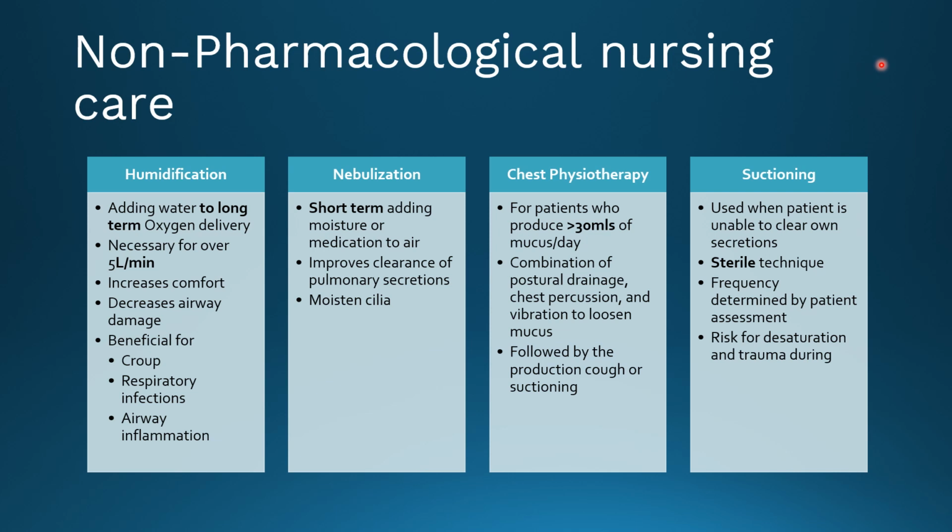First one being humidification. This is the term for adding water to long-term oxygen delivery, so just providing a little humidified oxygen. This is necessary for any patient who receives oxygen over 5 liters per minute. It not only increases the patient's comfort, but also decreases the thickness of the sputum production. It also decreases the damage to the patient's airway.